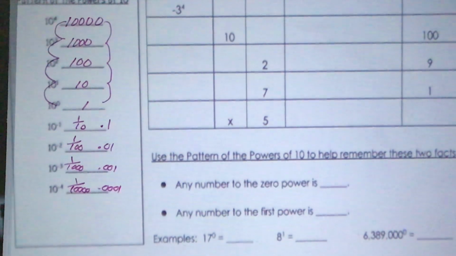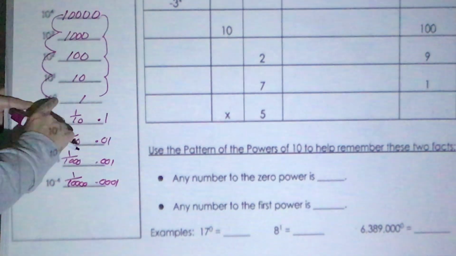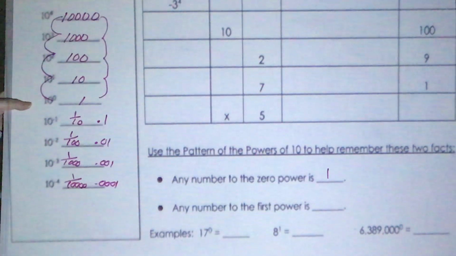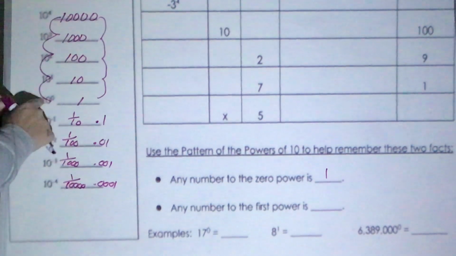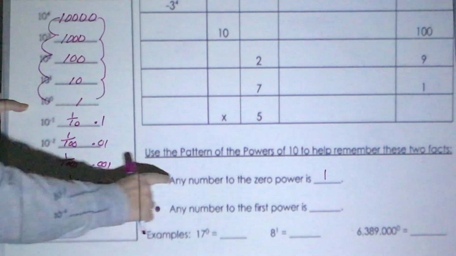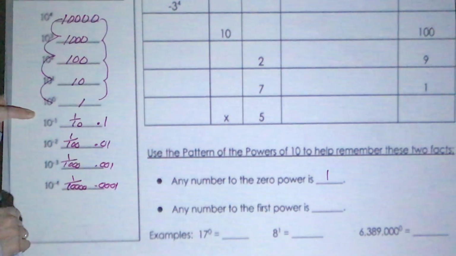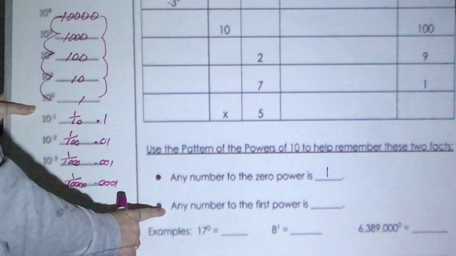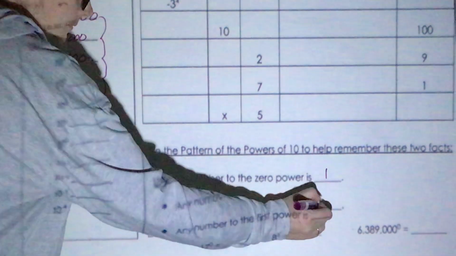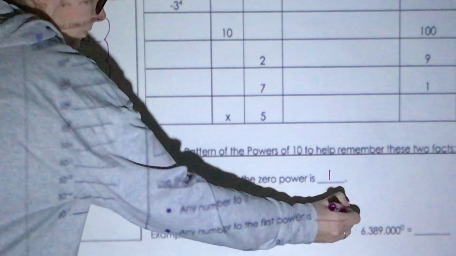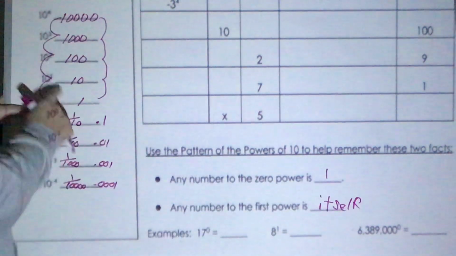Any number to the 0 power, so if we look at our chart, 10 to the 0 power is 1. Any number to the 0 power is 1. That's a rule that you'll memorize, but if you know this pattern, it will be easy for you to fill this in. Any number to the 1st power is itself. So 10 to the 1st power was 10.